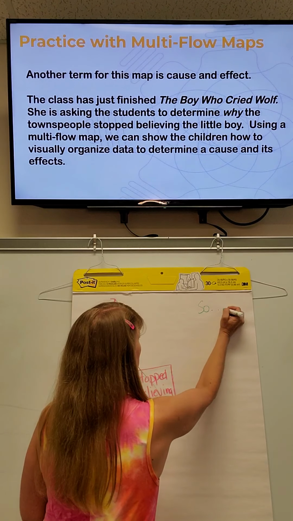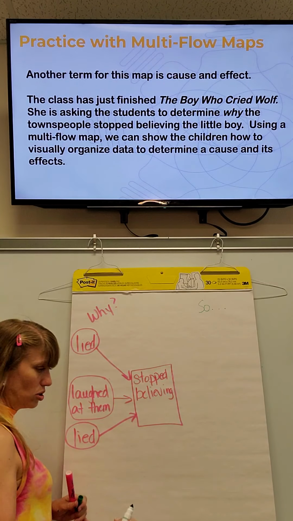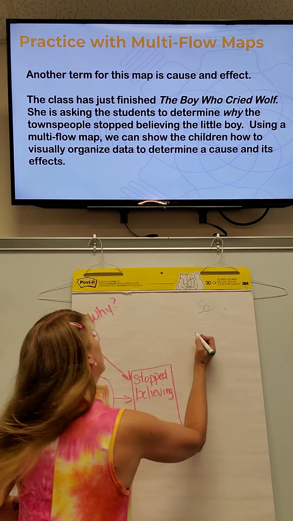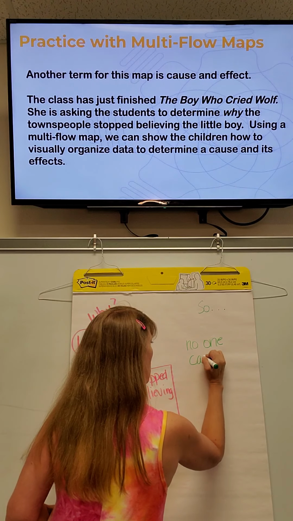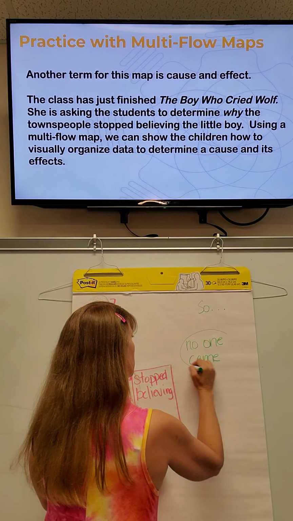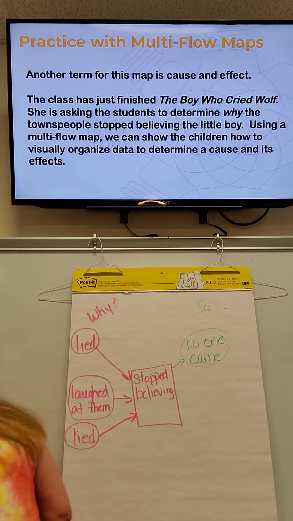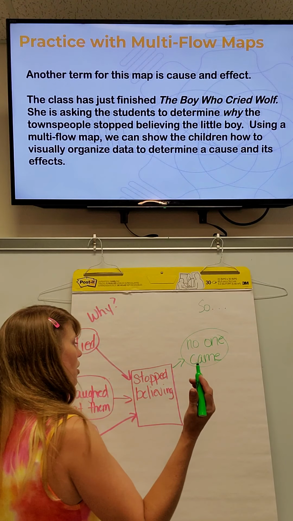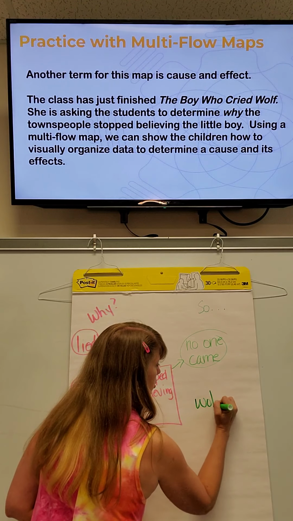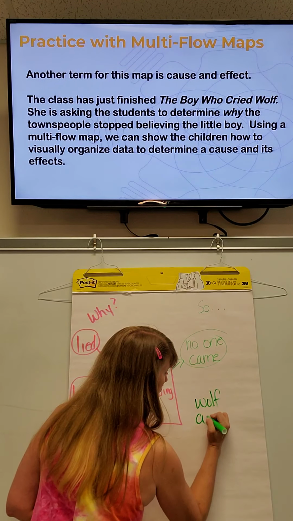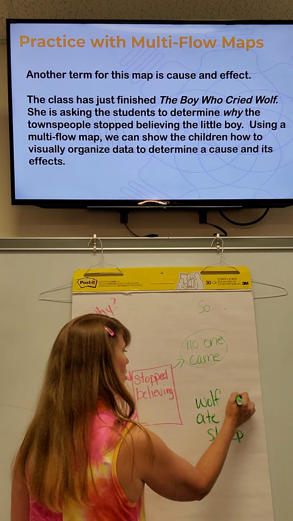This is our so. That green doesn't work very good. Let me get another one. So, no one came to help was one consequence. That's kind of hard to see, isn't it, guys? Let me see if I can get that one. And another consequence was the wolf ate all the sheep. So he wasn't able to do his job because they didn't believe him.